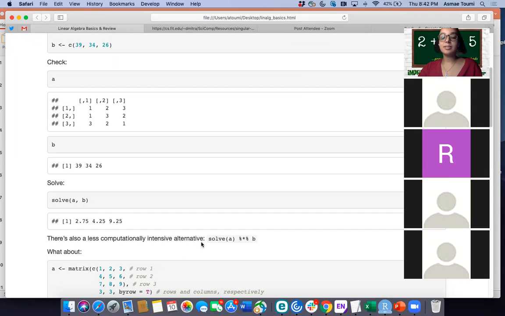And then the way you solve it is you call solve on A comma B. And I found on Stack Overflow that perhaps with bigger systems, you might consider doing this instead of solve A comma B. I haven't played around with it, but let me know if you ever use it and what you find.